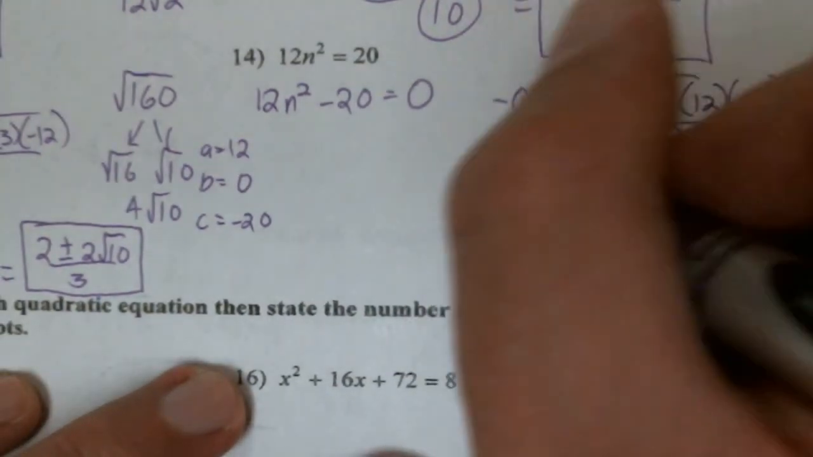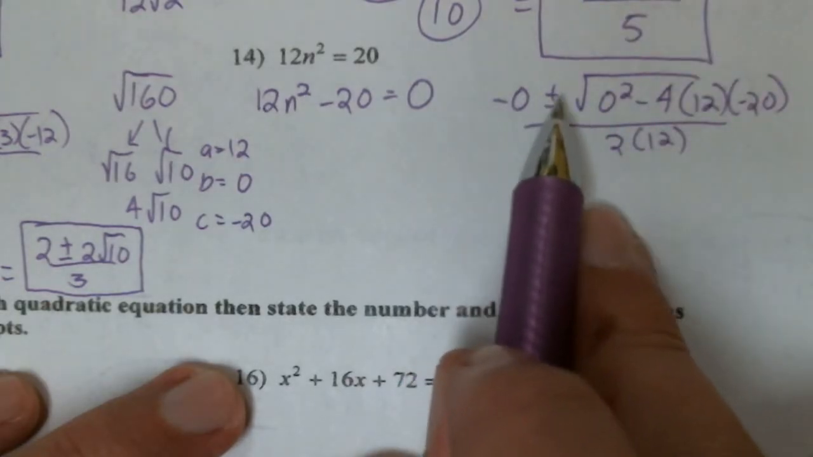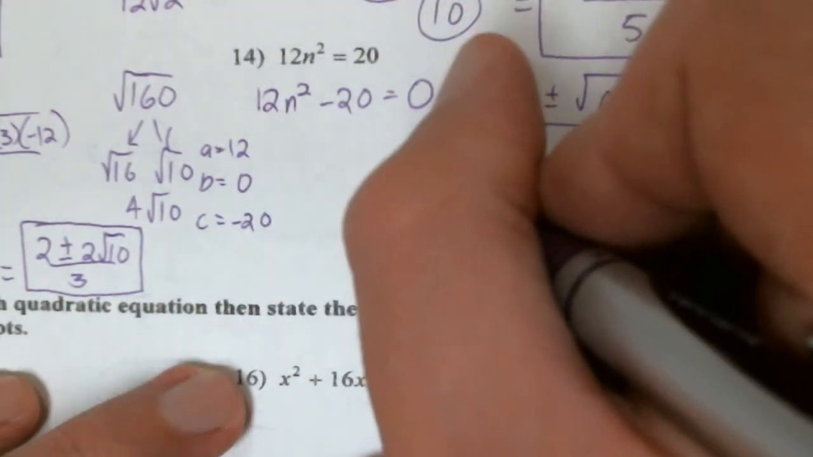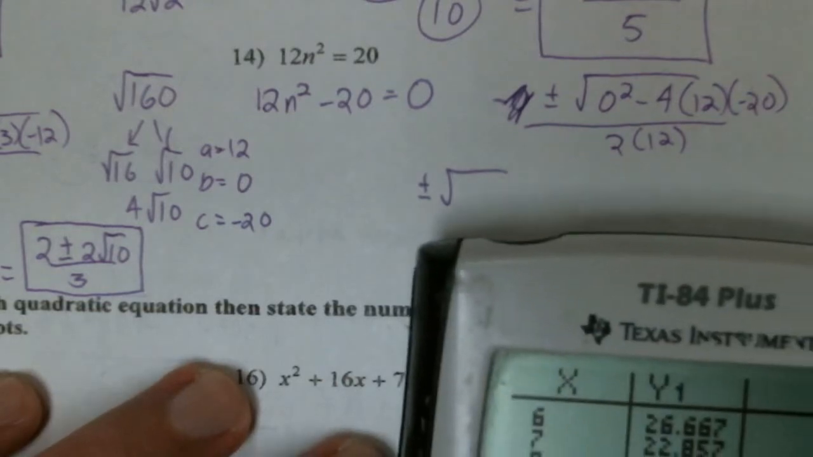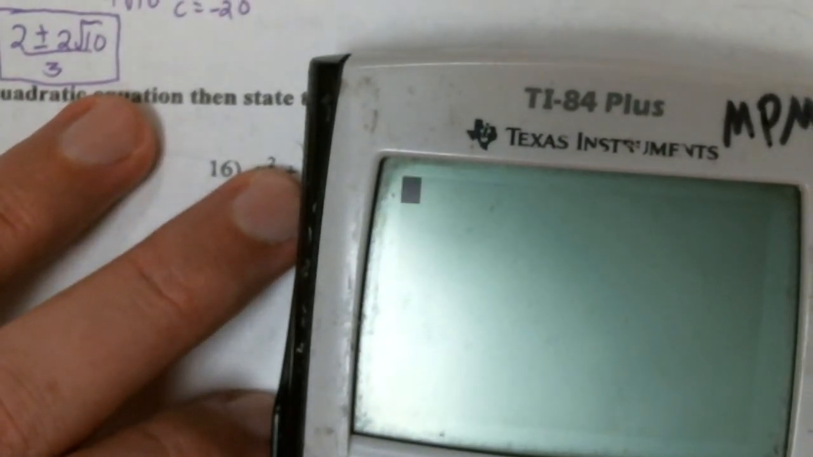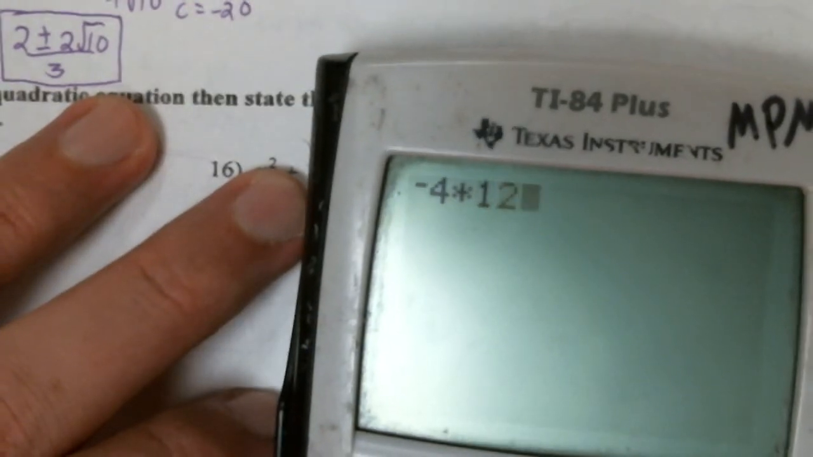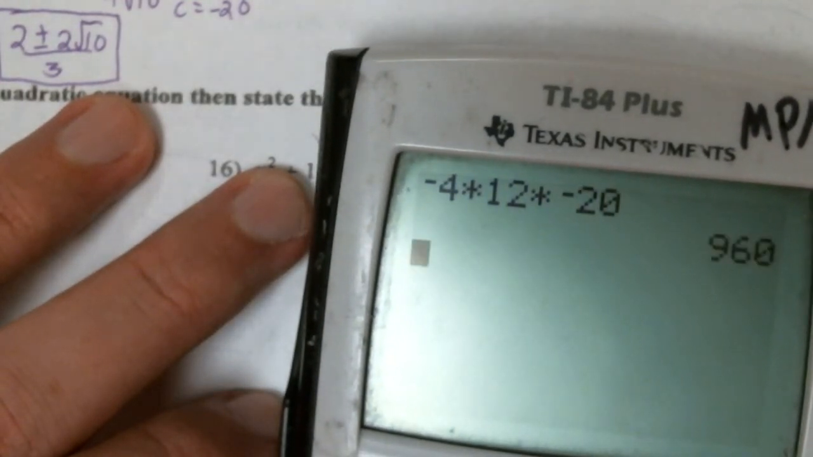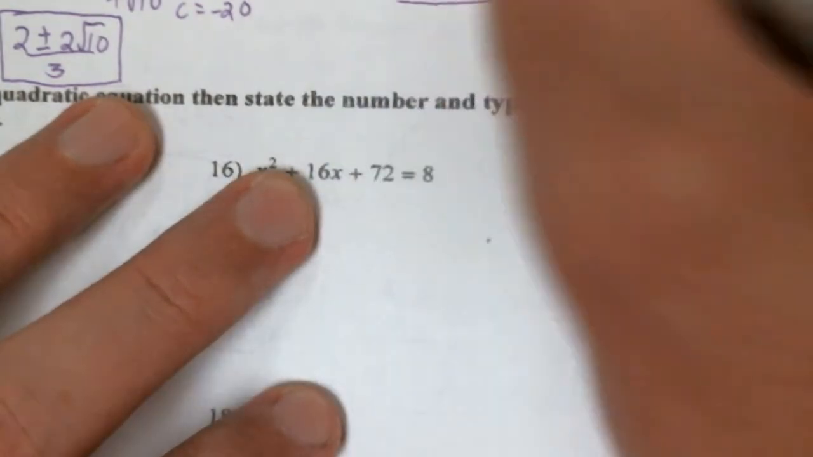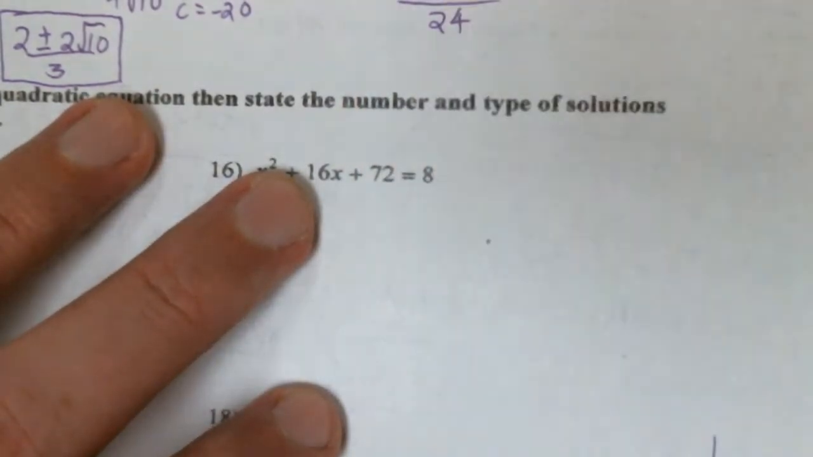Okay, so that goes away, but the plus or minus doesn't go away. Of course, that's just nothing, but you got to keep that. So this is going to be plus or minus the square root of negative 4 times 12 times negative 20. That gives me 960. Square root of 960 all over 2 times 12, which is 24.